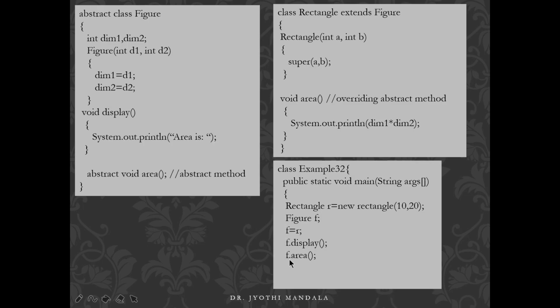Now coming back here, f.area, it will go here and area has been defined here. You will be getting dimension1 * dimension2, that is 10 into 20, 200 you will get. So you will be getting an output called area is 200. So this is how an abstract method and abstract class can be used.